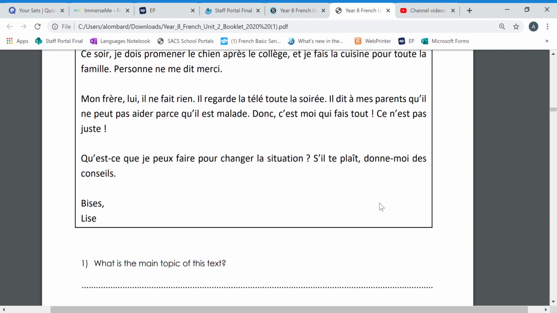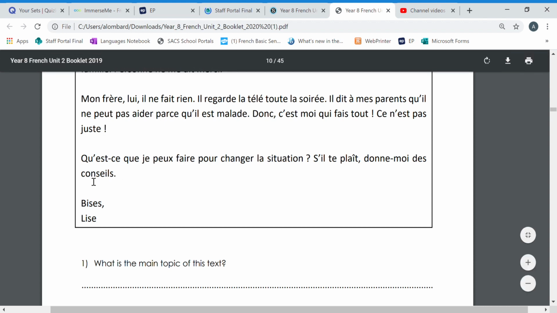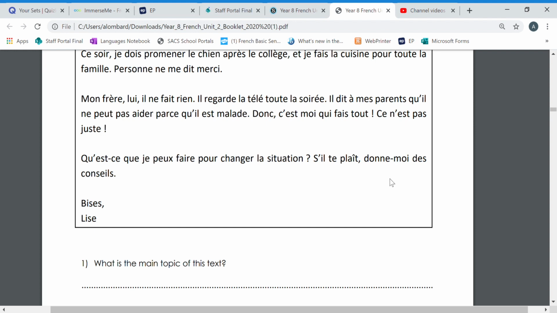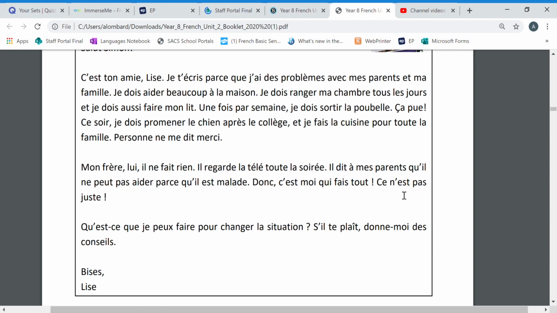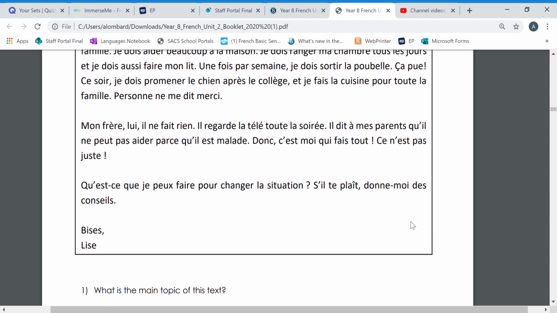So at the end here, qu'est-ce que je peux faire pour changer la situation? What can I do to change the situation? S'il te plaît, donne-moi des conseils. Please give me tips or give me advice. So again, this comes back to the purpose. What is the purpose? The purpose is to talk about problems, but mostly to seek advice.